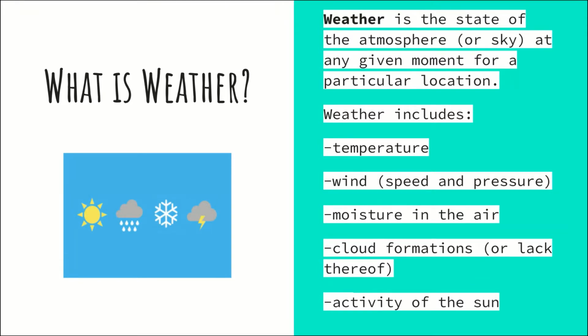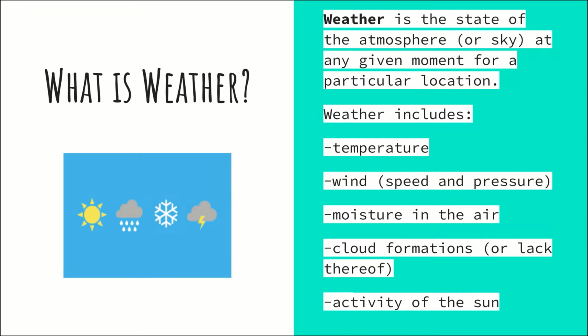So weather includes a lot of things. Weather includes temperature, how hot or cold it is outside. It involves the wind through wind speed and wind pressure, which can create storm fronts and add to the temperature or take away from the temperature. Moisture in the air, this is known as humidity. Cloud formations, there's a bunch of different cloud formations, right? There's clouds that you see on a nice sunny day. Then there's the clouds that you see when it's about to be stormy or about to have bad weather, right?